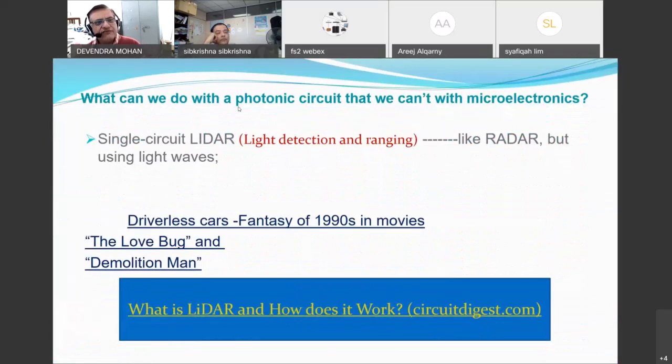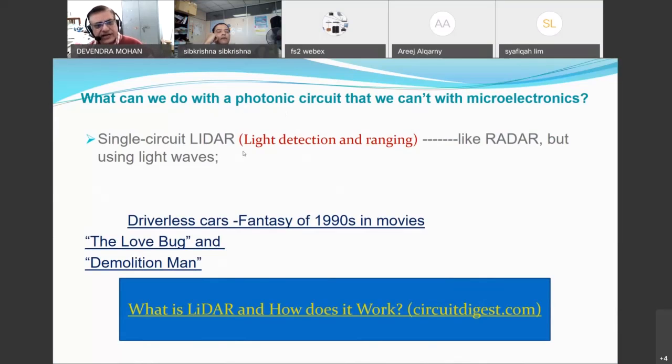Now, what can we do with photonic circuits that we cannot do with microelectronics? We cannot do everything only with microelectronics, so we couple our light sources with that. And one major example is LIDAR, light detection and ranging. It is similar to radar, where we have replaced the radio waves with light waves. So radar is radio detection and ranging, and LIDAR is light detection and ranging.